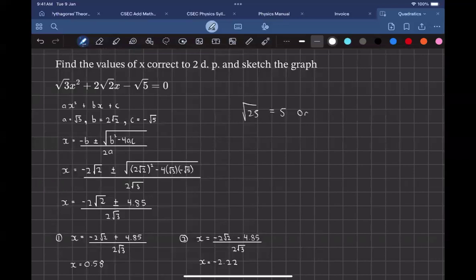5 squared is 25, right? But there is another solution. What number by itself also gives you back positive 25? What you can multiply by itself to get back 25. 5 by 5, right.